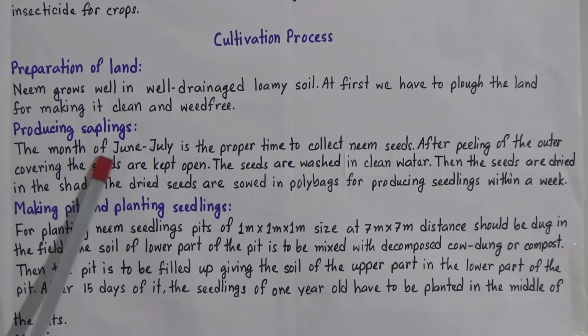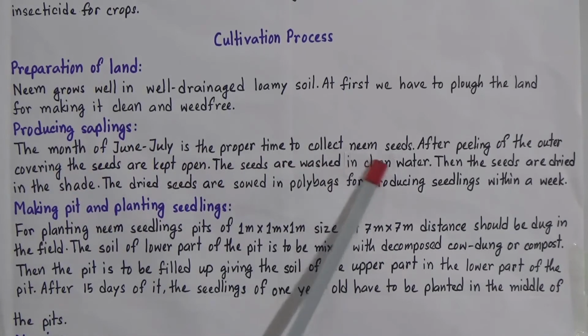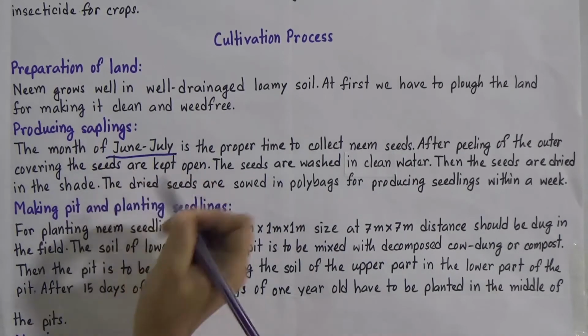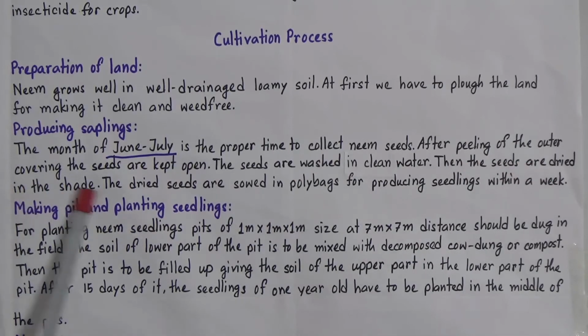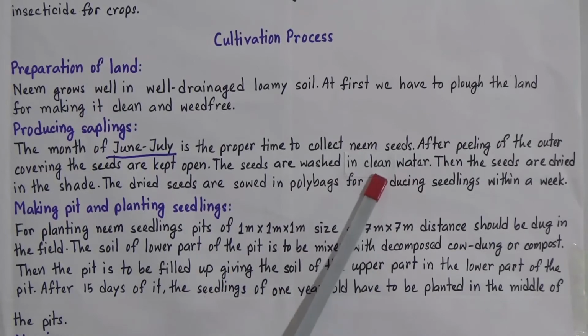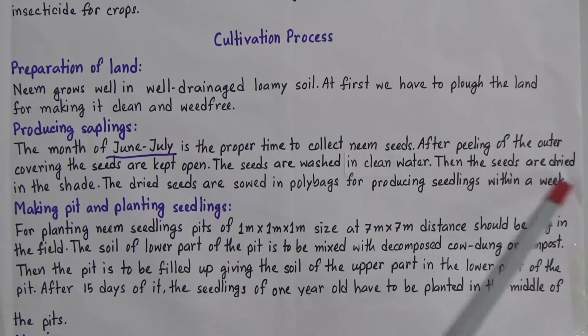Now producing the saplings. The month of June and July is the proper time to collect neem seeds. So which one is the proper time to collect neem seeds? June and July. And after peeling off the outer covering, the seeds are kept open and the seeds are washed in clean water. Then what will you do after washing in clean water? Yeah, then the seeds are dried in the shade.